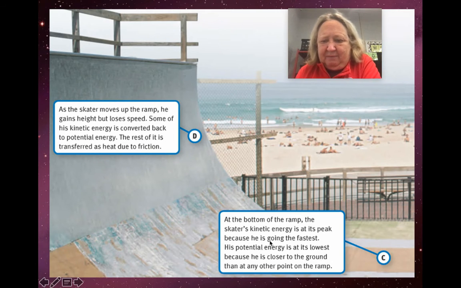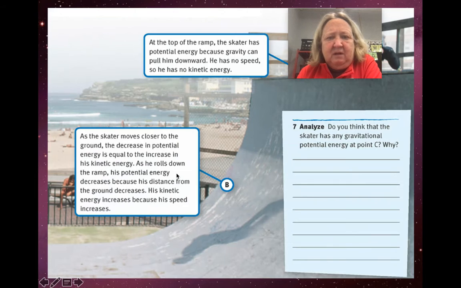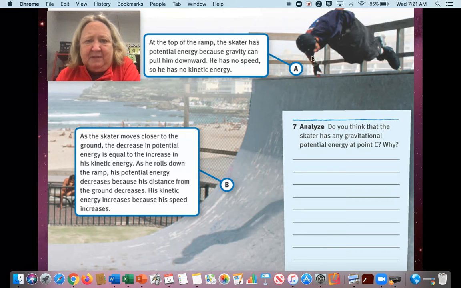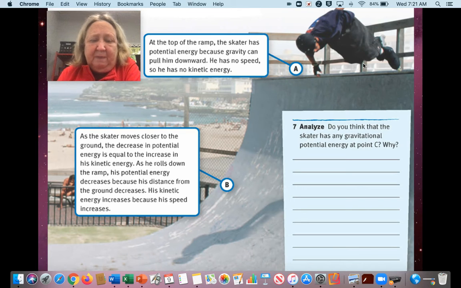At the bottom, the kinetic energy is at its peak, or the fastest, okay? And the potential energy is at the lowest, okay? So now, let me move, okay? So here at the top, the skater has potential because gravity is going to pull him down. This would be gravitational potential, not moving, so no kinetic energy.